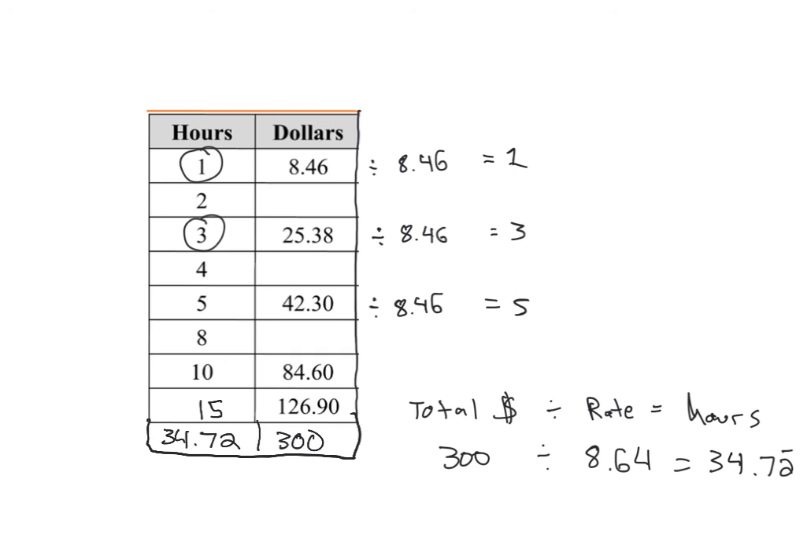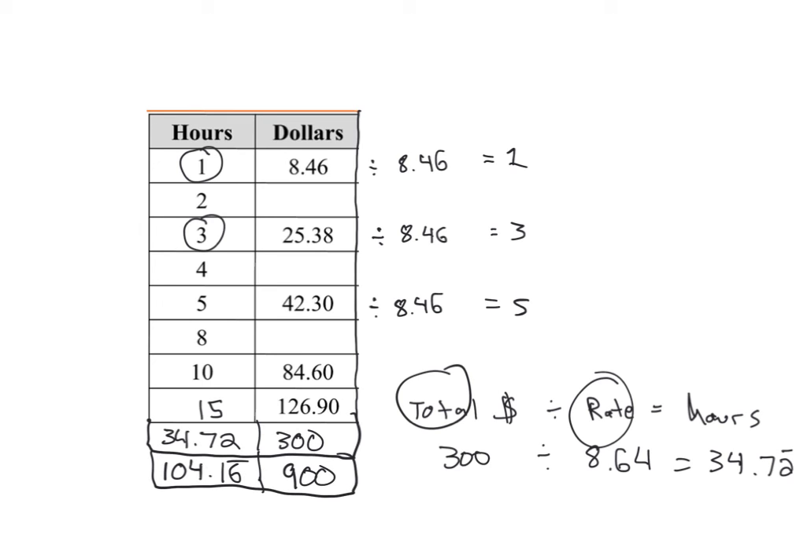We could use that same process to find any amount. What if we need to pay our rent? And our rent is, let's say it's $900. 900, our total, divided by 8.64, our rate, means we would have to work 104 hours, 0.16 repeating, about 104 hours.